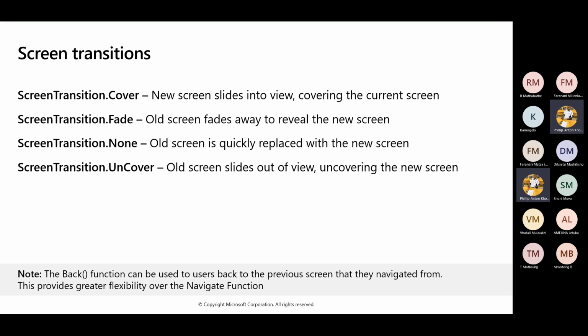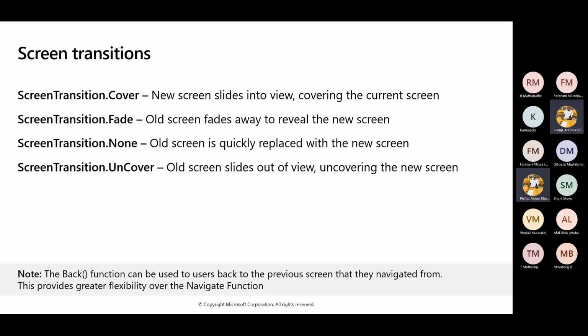And then also we have a transition which is none, which means that the old screen is quickly replaced with the new screen. If you don't provide the transition, it is automatically set to none. So if you want your transition to be none, you don't necessarily need to specify that. And then in the screen transition, we also have uncover. If your cover is from right to left, uncover would be from left to right. So it's more like a reverse of cover.